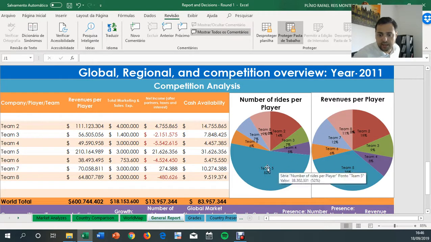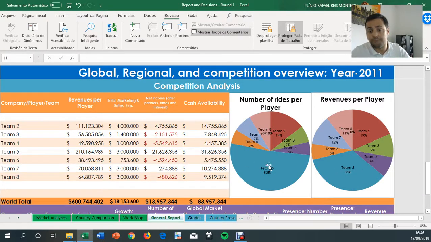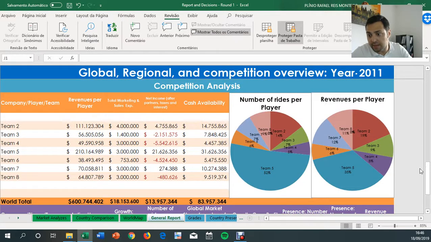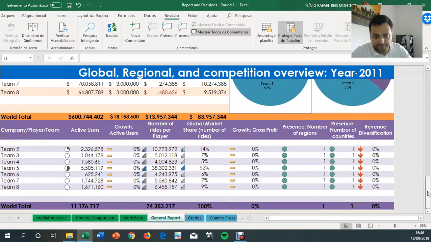So basically, in this example, the team number 5 received 52% of the rides in the world, but they received only 35% of the revenues. So as you can see here, you have different shares on number of rides and revenues per player.